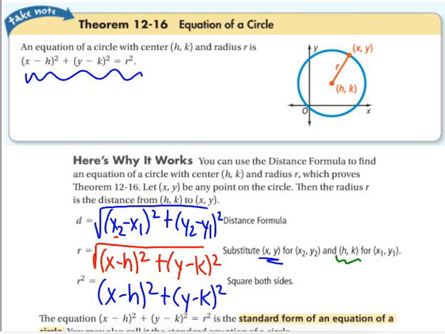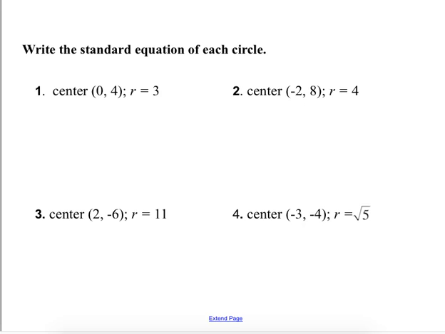Because no matter where you are in the circle, your radius is always the same. We've talked about that many times, that no matter where you draw your radius, it's still the same distance away from your center, hence why it's a version of the distance formula. That's all it is. So now let's put this into practice.